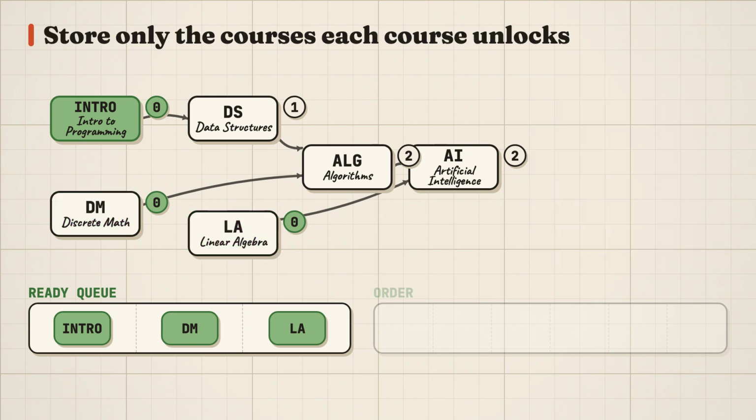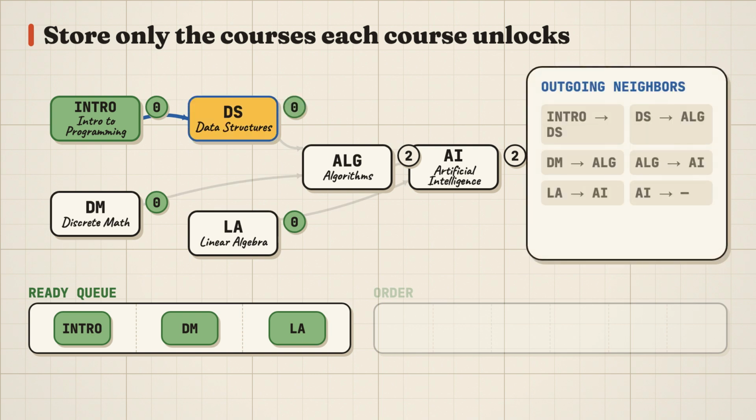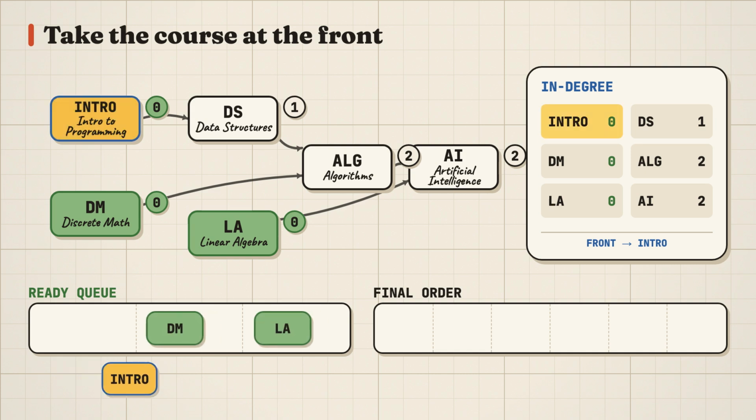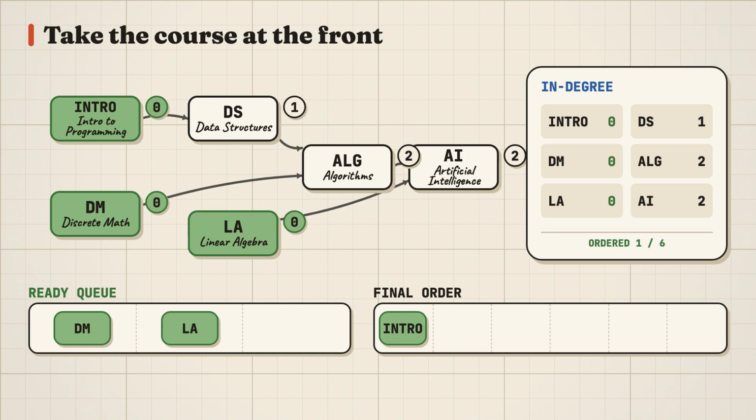When one course is completed, only the courses directly after it can change. So beside every course, we also store the courses that it unlocks. This is called an adjacency list. The queue begins with Intro to Programming, Discrete Math, and Linear Algebra. We remove the course at the front and add it to the final order. Intro to Programming leaves first.